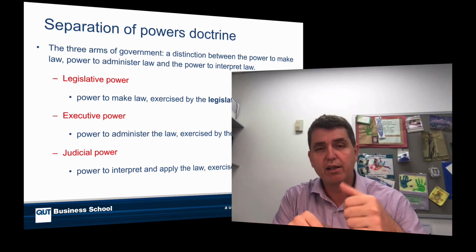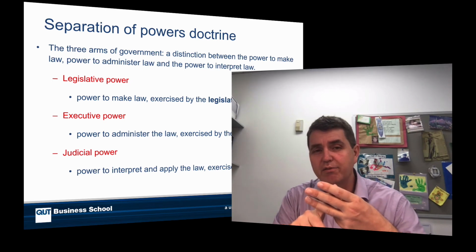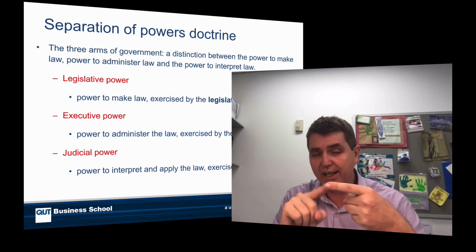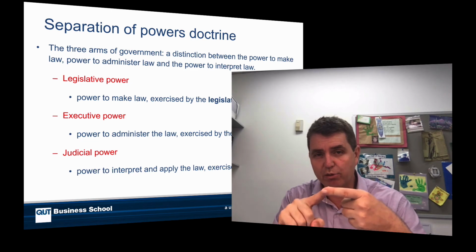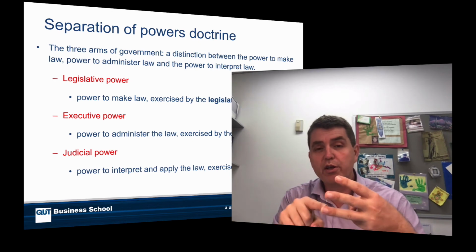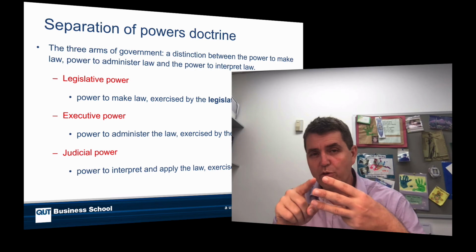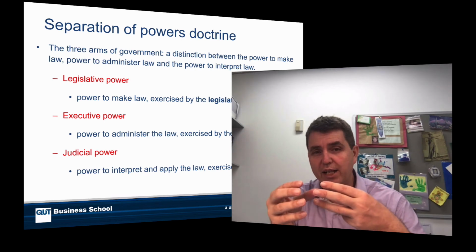And we do that by separating three key bits of government. First, the legislature, the people who make the law. Second, the executive, the people who administer the law or put it into action. Third, the judiciary, those who judge the law or decide what the law actually says. And the separation of powers says those 3 functions should not be carried out by the same person.